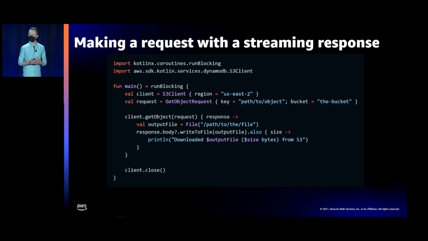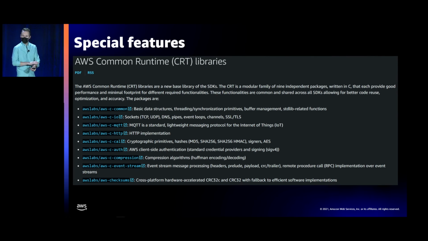All right, so our SDK also has a couple of special features. First off, we're built on top of a series of libraries called the AWS Common Runtime. The CRT provides us a base layer of functionality that can be reused by multiple SDKs so that we don't have to re-implement it every time. These are things like the basic I/O operations, HTTP, some serialization and deserialization, signing, credentials providers. All of these things are implemented down in the C layer and then bound to by Kotlin in a way that allows us to not have to reinvent the wheel here.